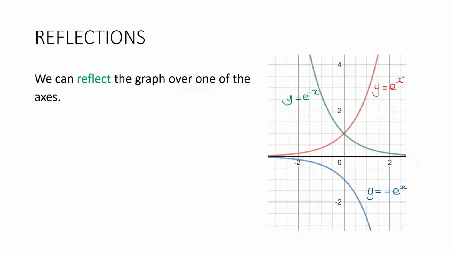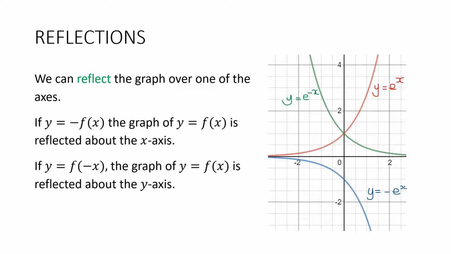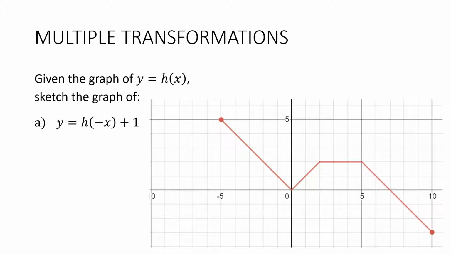And here's our third transformation. We can reflect the graph over one of the axes. You're probably used to this one. Here we've got the line y equals e to the power of x. If I put a negative in front of the whole function, like here, it's going to reflect it over the x-axis. And if I put the negative in next to the x, like here, then it's going to reflect the graph over the y-axis.